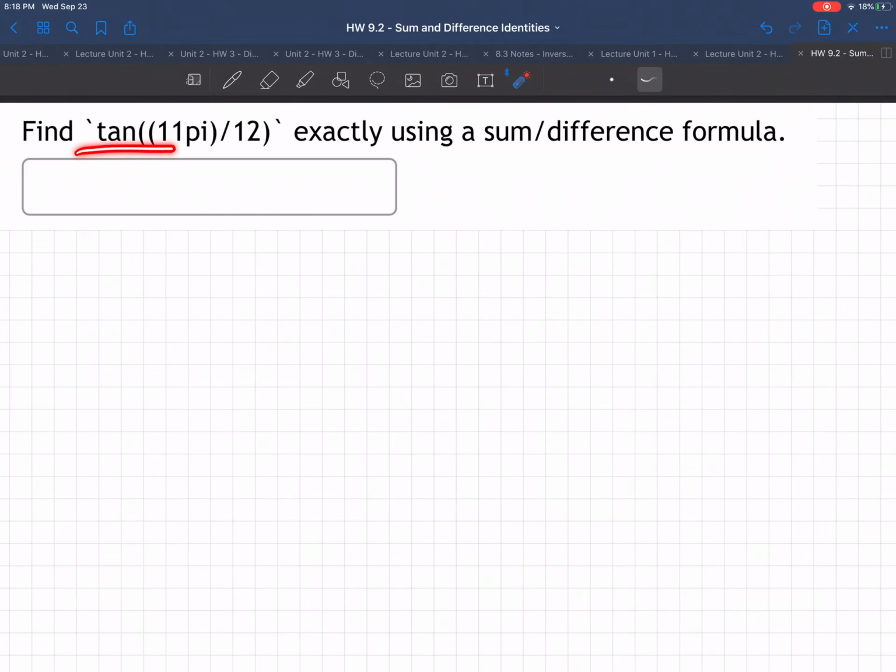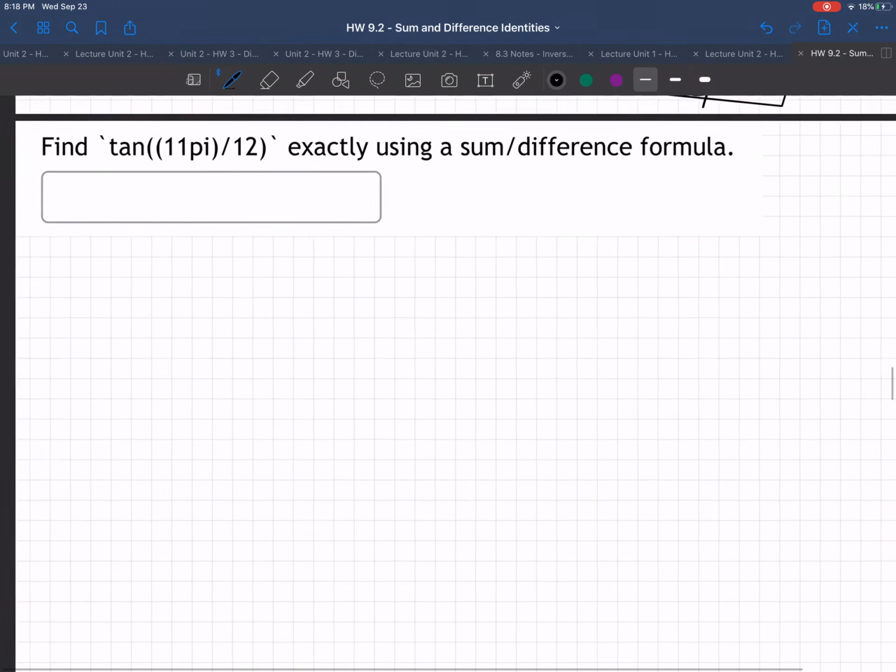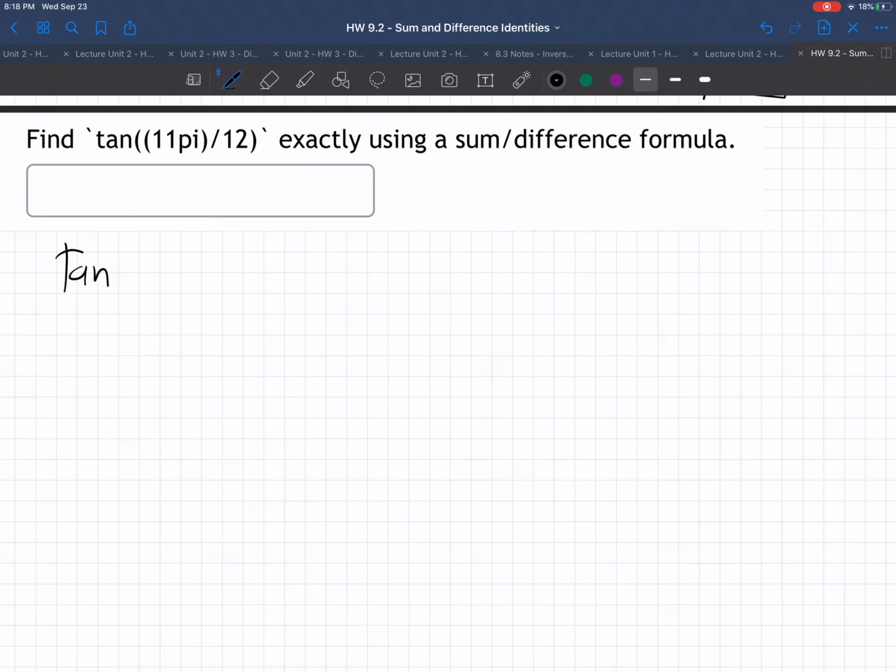Welcome to an example in which we're finding the exact tangent of 11 pi over 12 using sum or difference formulas. So let me write it right here for us. Tangent of 11 pi over 12.